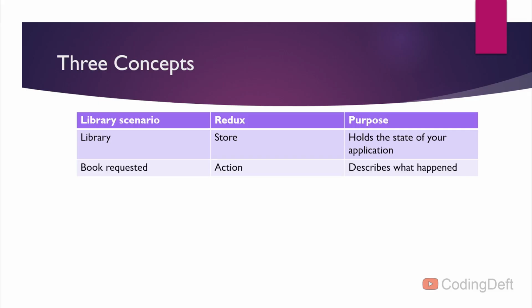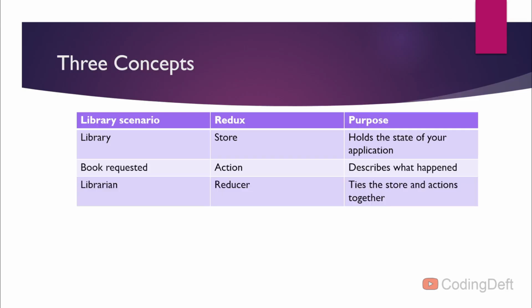When a visitor requests a book, that request is called an action. In Redux, an action is a plain object describing what happened, like a book was borrowed. It doesn't contain logic, only a description. The reducer is the librarian. It receives the action, the borrow request, checks the library's inventory, the store, and updates it accordingly. In Redux, the reducer contains the logic to update the state based on the action.